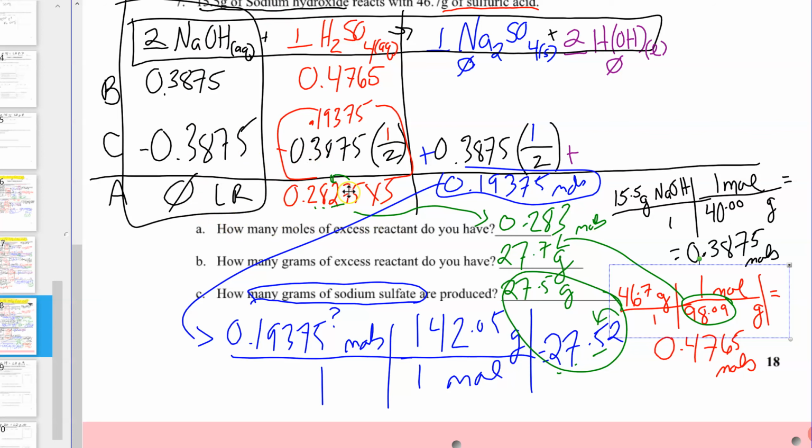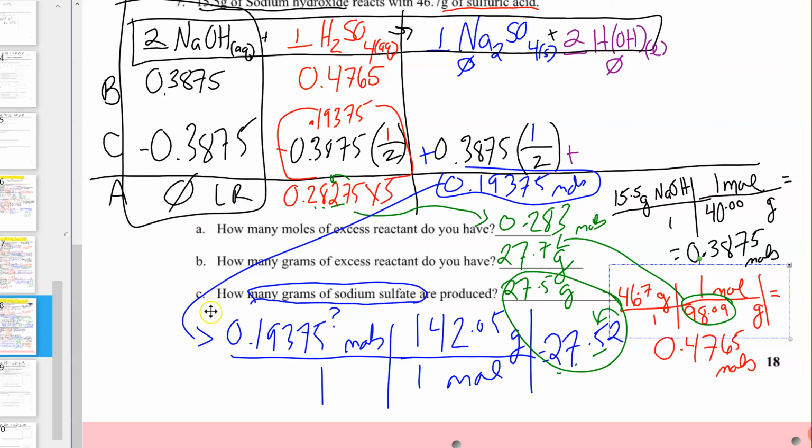So how many moles of excess? We've got 0.283 moles of the excess H2SO4. Well, how many grams? I take that 0.28275 number, don't round it, multiply it by the molar mass of sulfuric acid, and that's going to be 27.7 grams of excess left over.